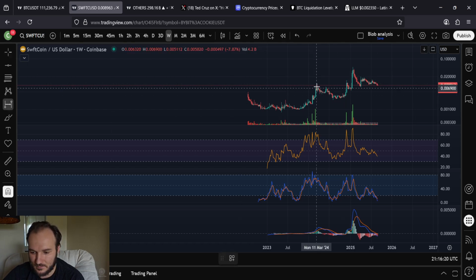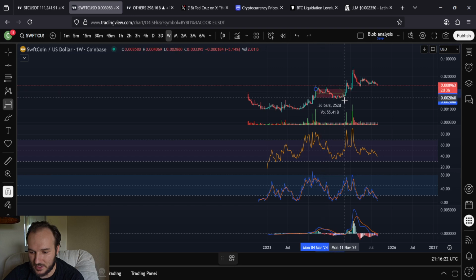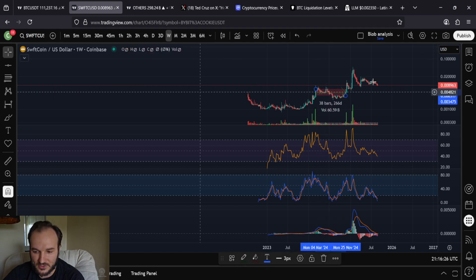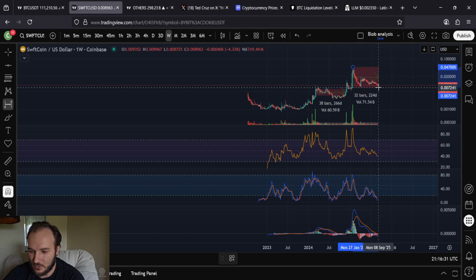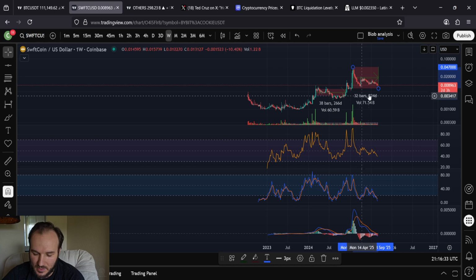And if we compare it to this over here, from this high until where you actually really started going, that was 38 weeks there. We take this high here and we compare it to where we are in time right now. We're at about 32 weeks. So we've done this before.